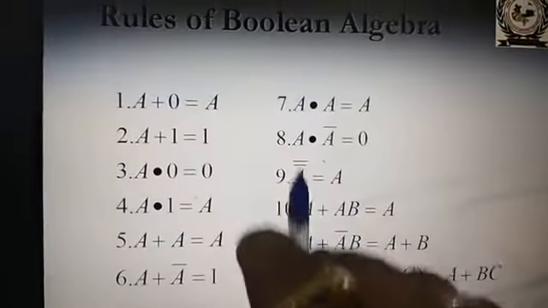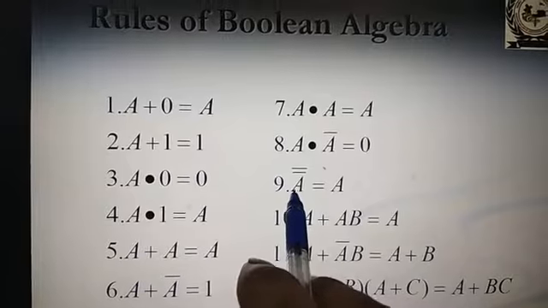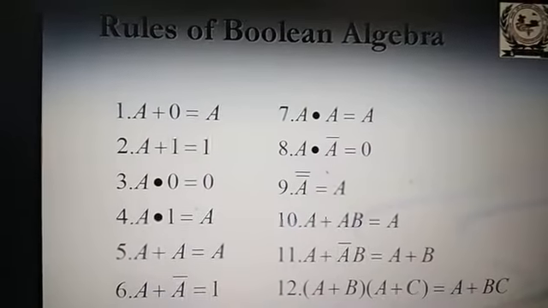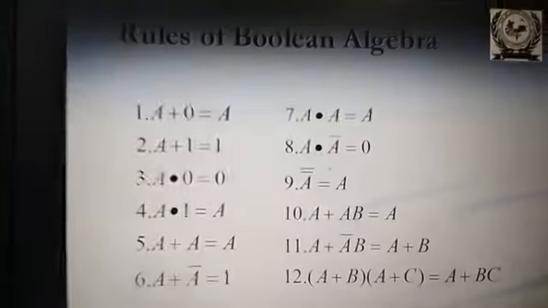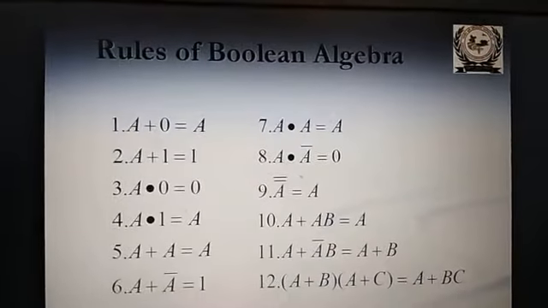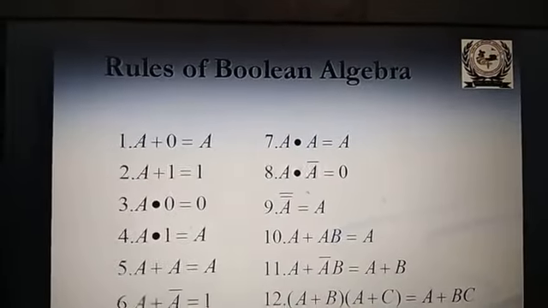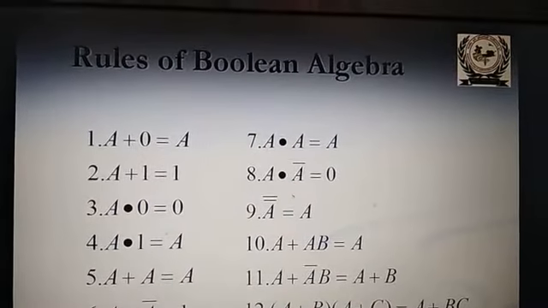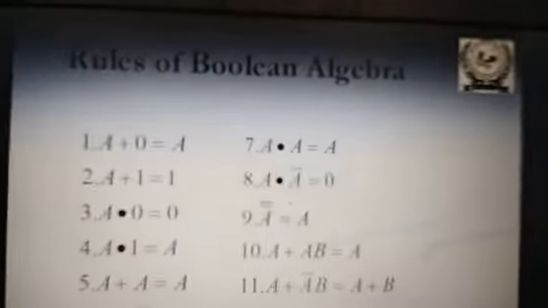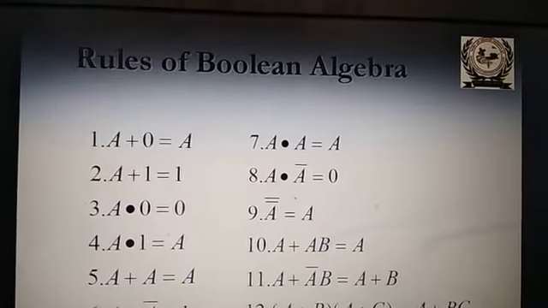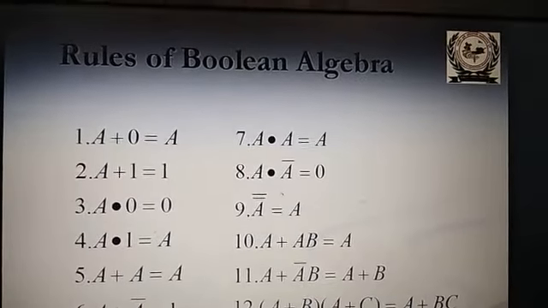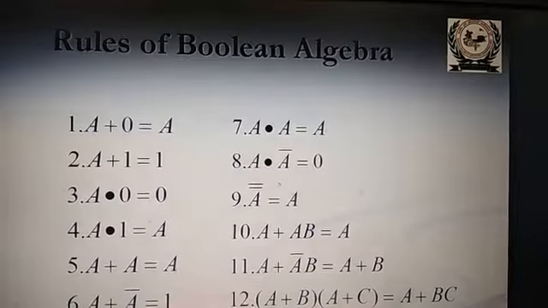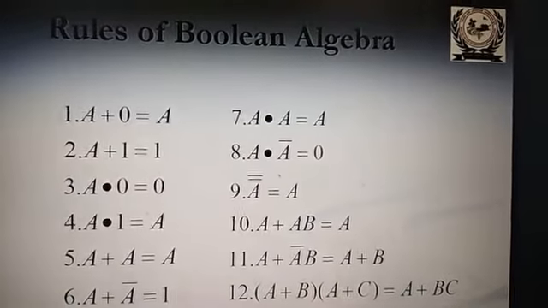Similarly, A double bar is equal to A. Double bar means two times inversion. NOT gates are used. A bar means A followed by a NOT gate and again followed by a NOT gate. So it will be the original. A double bar is equal to A. Then A plus AB is equal to A.